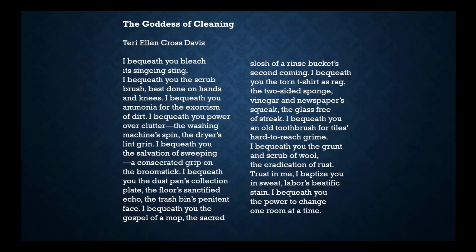Trust in me, I baptize you in sweat, labor's beatific stain. I bequeath you the power to change, one room at a time.